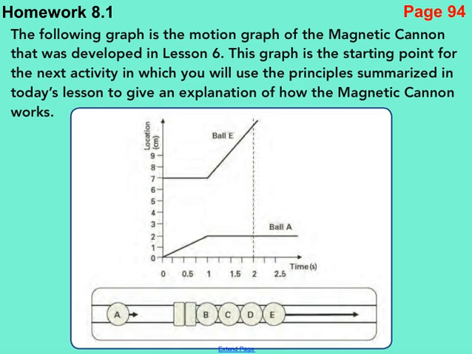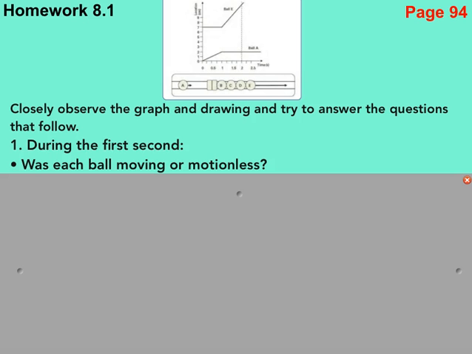We actually created this graph, and this graph came up after lesson 6. This graph is the starting point for the next activity in which you will use the principles summarized in today's lesson to give an explanation of how the magnetic cannon works, which you will get in 8.3. So, closely observe the graph and drawing and try to answer the following questions.